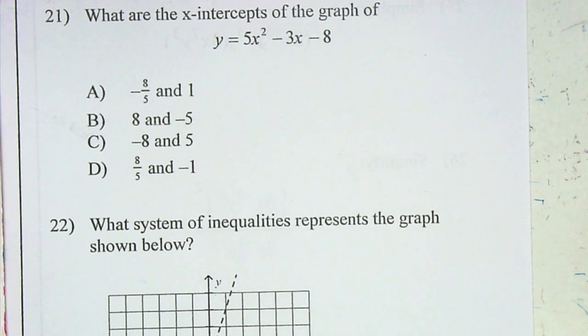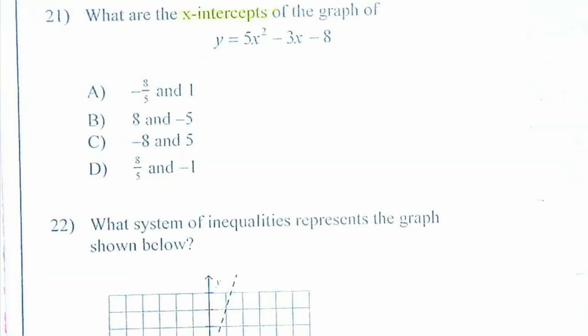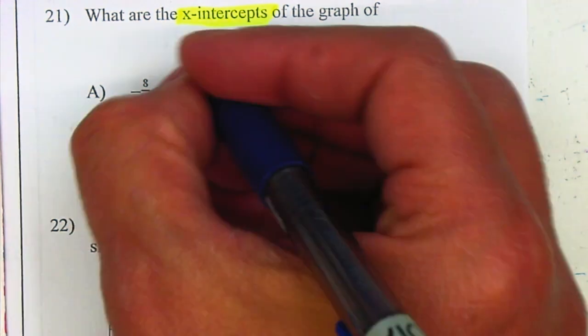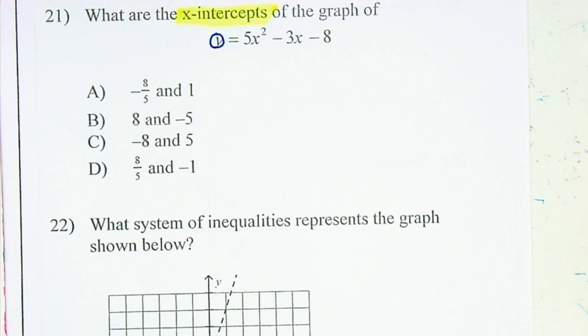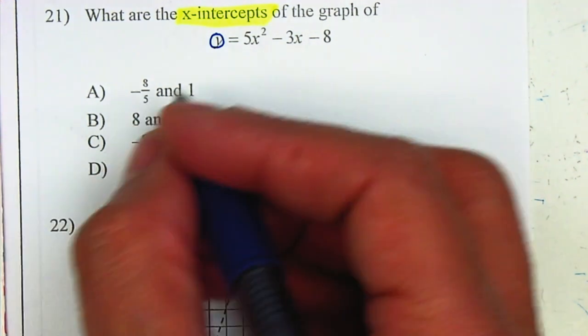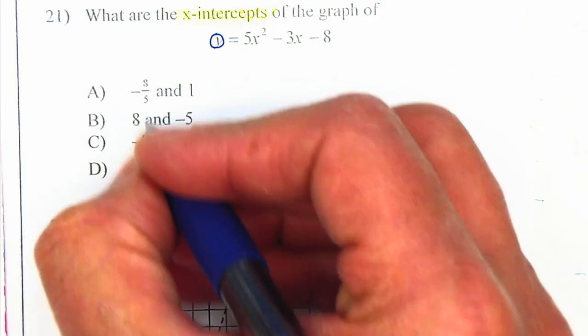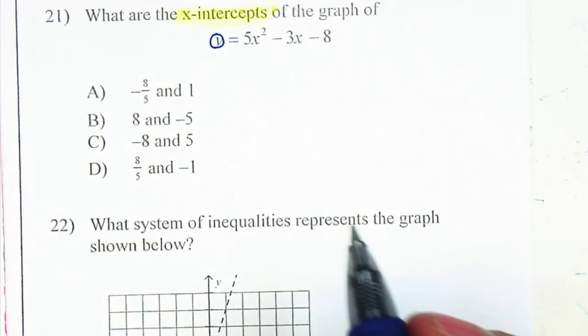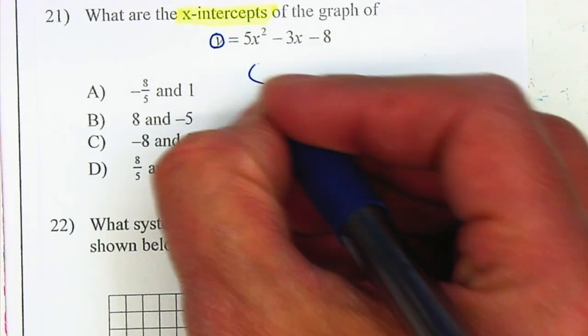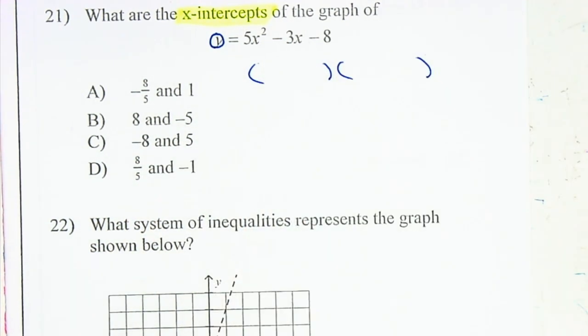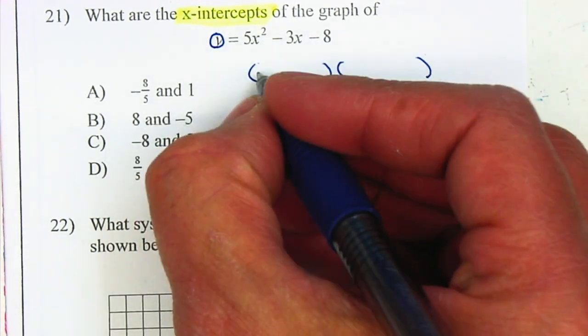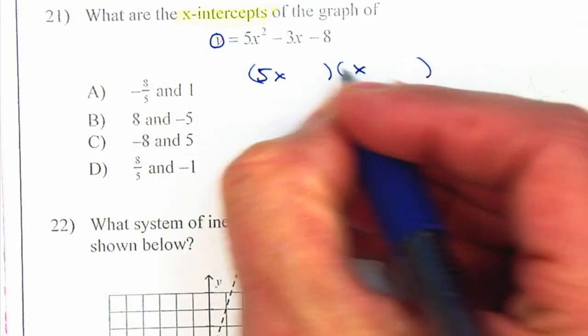What are the x-intercepts? They're asking for the x-intercepts. You have to remember, how do I find the x-intercepts? We let y equal 0. From here, I need to solve for x, so I can do different things. I can use the quadratic formula, but just by looking at the answer choices, we know it's going to be much easier to factor. Factors of 5x squared will be 5x and x.